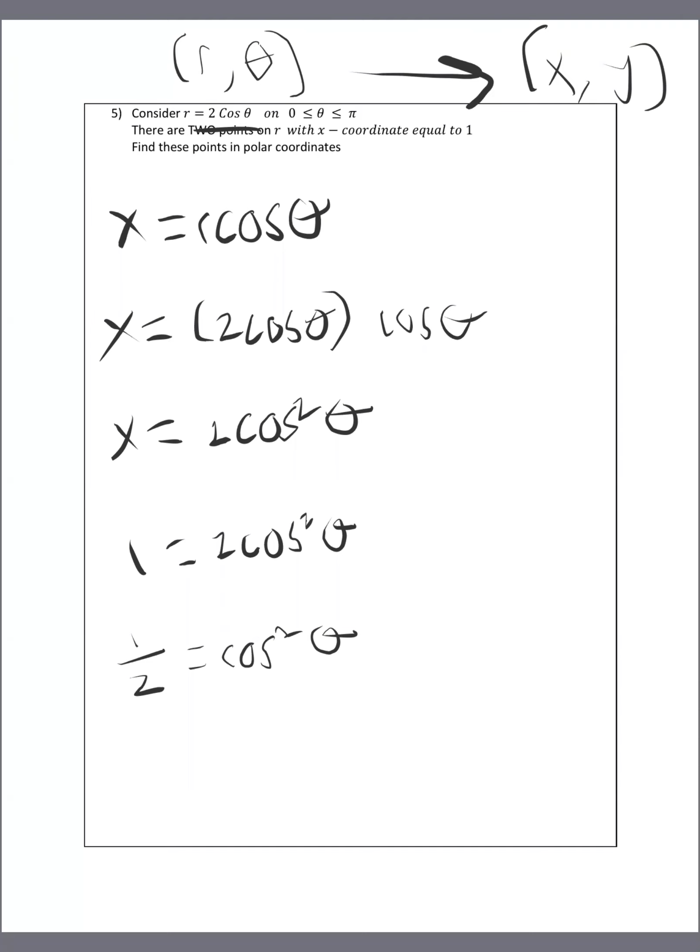I don't usually like taking the square root of things because it usually gets rid of answers. But I guess for this particular problem, it would work. So let's just do it this way. When you take the square root of this, you end up getting the square root of 1/2 is equal to cosine of theta.